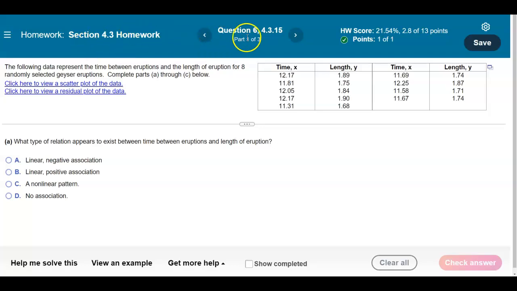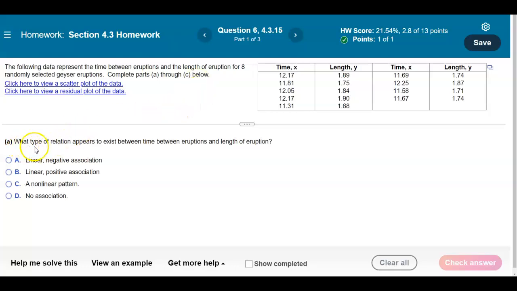Section 4.3 homework point 15. The following data represent the time between eruptions and the length of eruption for 8 randomly selected geyser eruptions. We're going to complete parts A through C below.